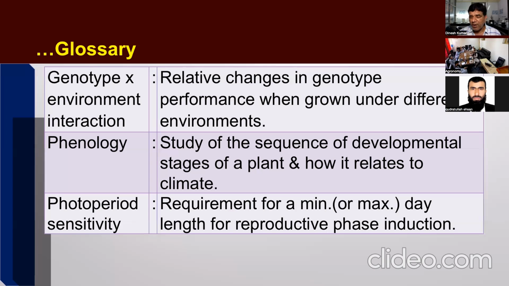Then it will go to flowering. That will be the reproductive stage. Then it will go for the seed development phase, seed maturation. So these are the different phases of the life of a plant, which is called phenology. Now, photoperiod sensitivity: a requirement for a minimum or maximum day length for reproductive phase induction. It means the length of the day or sunlight affects the flowering in plants.